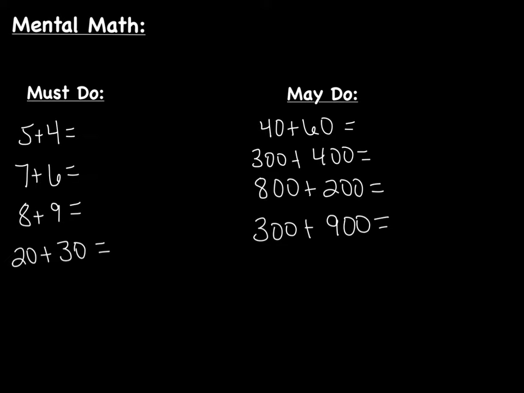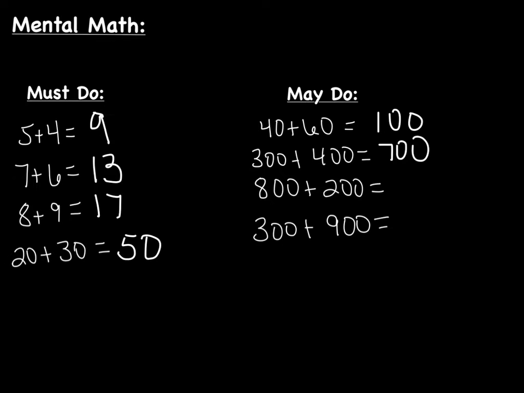Alright, I'll say the problem, you say the answer. 5 plus 4 equals. 7 plus 6 equals. 8 plus 9 equals. 20 plus 30 equals. 40 plus 60 equals. 300 plus 400 equals. 800 plus 200 equals, and 300 plus 900 equals.